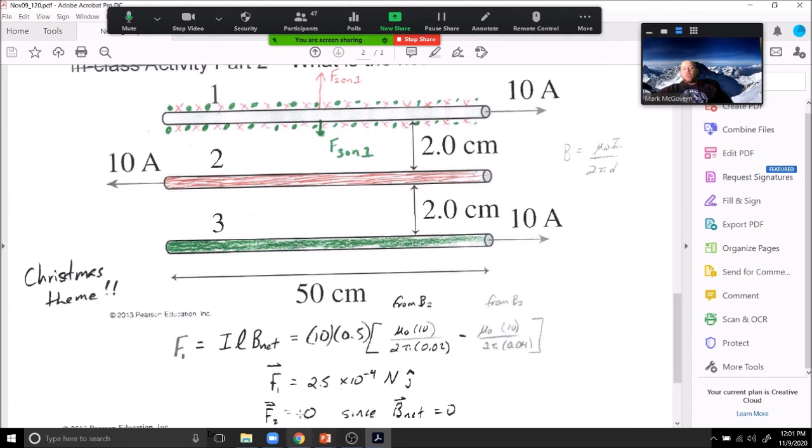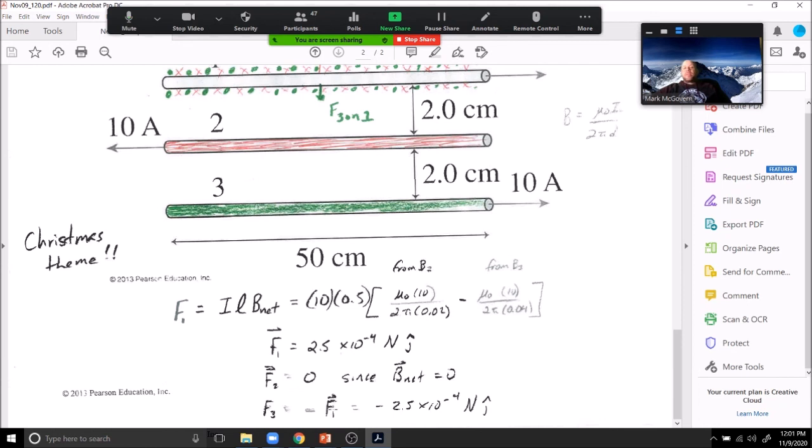Now, the force on wire 2 is 0. Why? Because the magnetic field in the presence of 2 is 0. There's a magnetic field from the top and a magnetic field from the bottom, but they go opposite directions and they're the same distance from the wire, so it cancels out. The top wire, current to the right, curls underneath, into the page, magnetic field. The one on the bottom is an out of the page magnetic field, so that's 0.